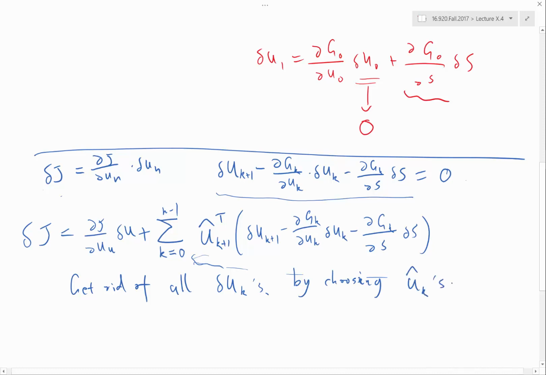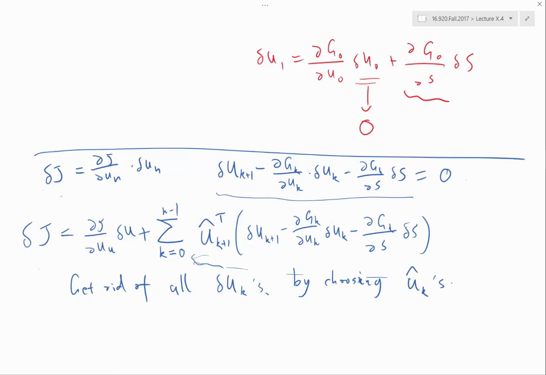Okay? So basically the task is, how do we choose this u hat of k's so that all these delta uk's are not in the formula? Basically we want to evaluate the effect of a small parameter change on the objective function without having to recompute all these changes in the intermediate states. Right? That's the goal of the adjoint.